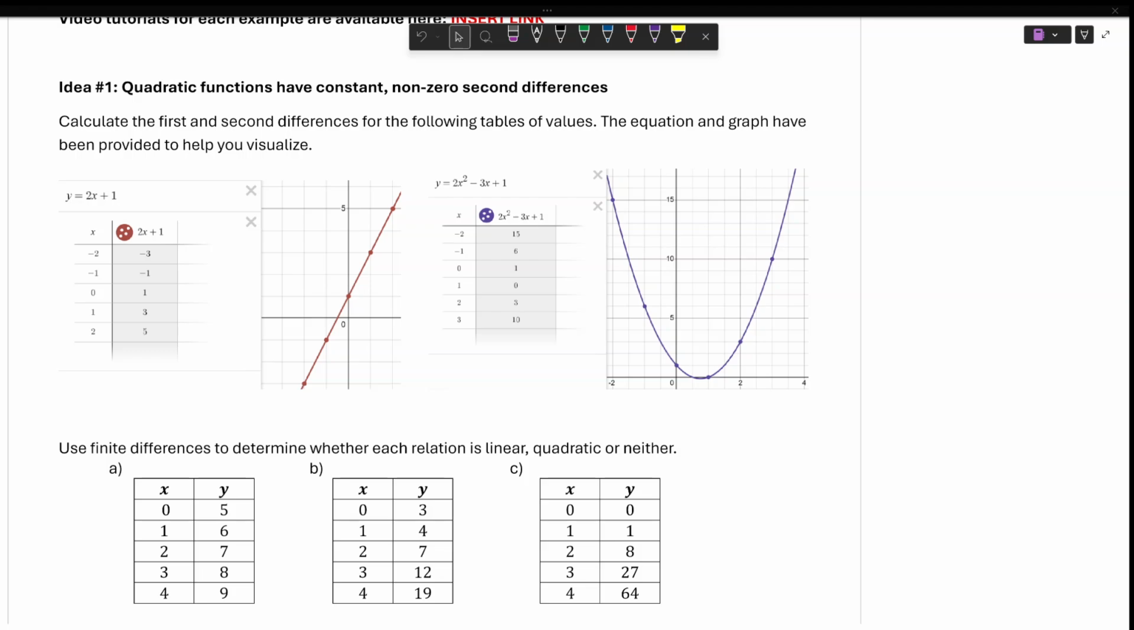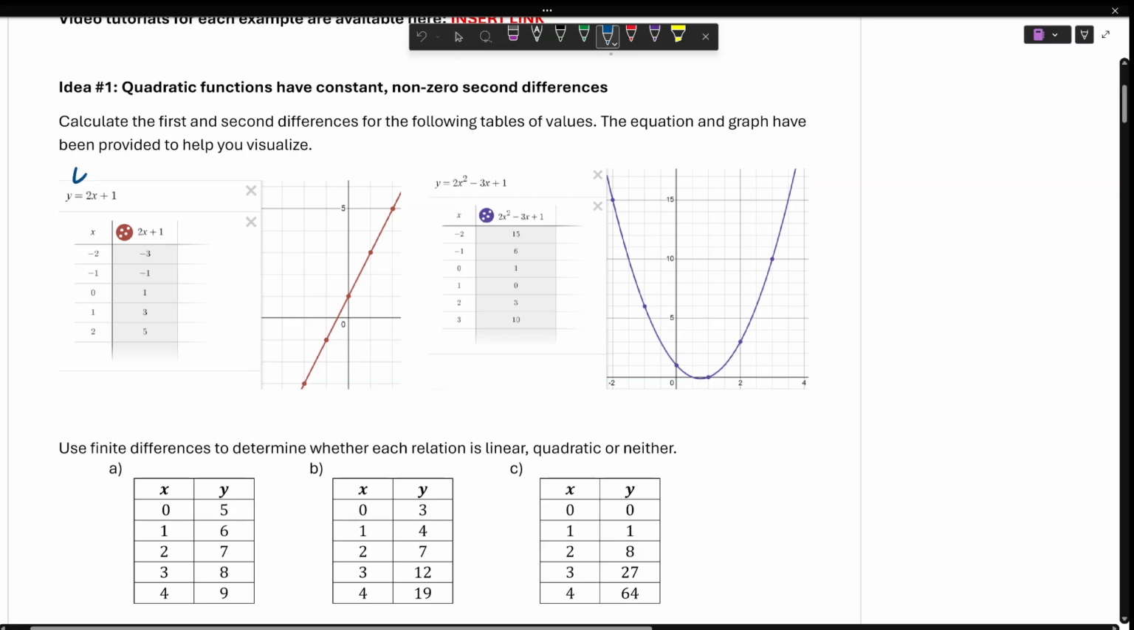In this video, we're going to talk about the nature of the first and second differences for quadratic functions. So you may recall from grade 10 that quadratic functions have second differences that are constant and not zero. To illustrate that, let's consider the first two examples here.